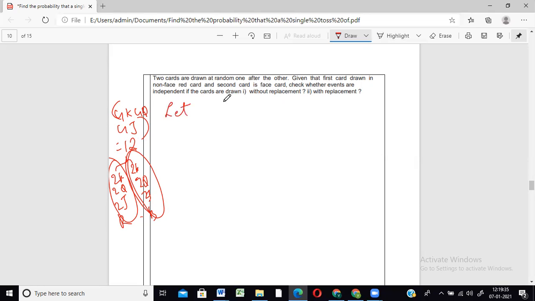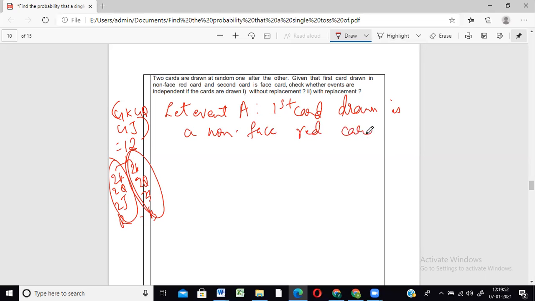It seems to be very complicated. Let us write and make it simple. Let event A be that the first card drawn is a non-face red card. Okay, let B be the second event, when the second card drawn is a face card. All right.